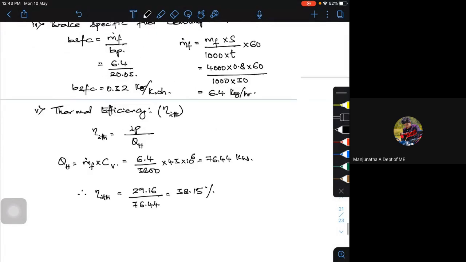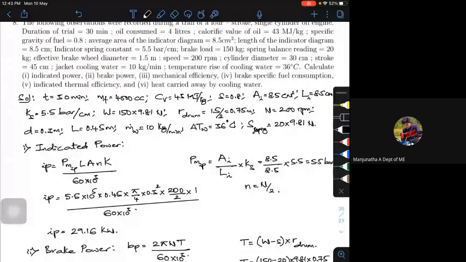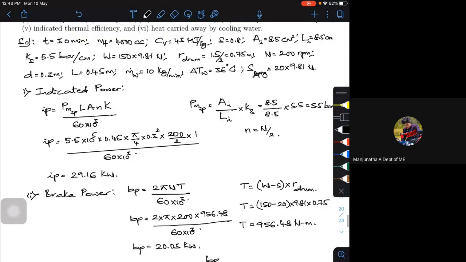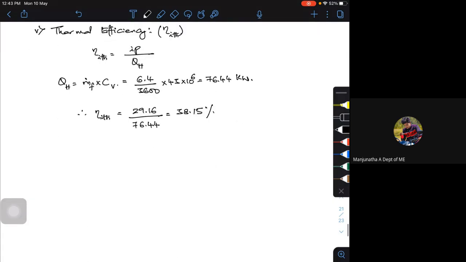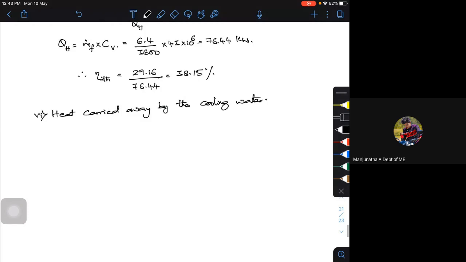Okay. So what is the last term? Heat carried away by the cooling water. That's the last term. Let me call that Q dot W, which is equal to mass flow rate of water into Cp of water into delta T of the water. That's it. All the values you know.